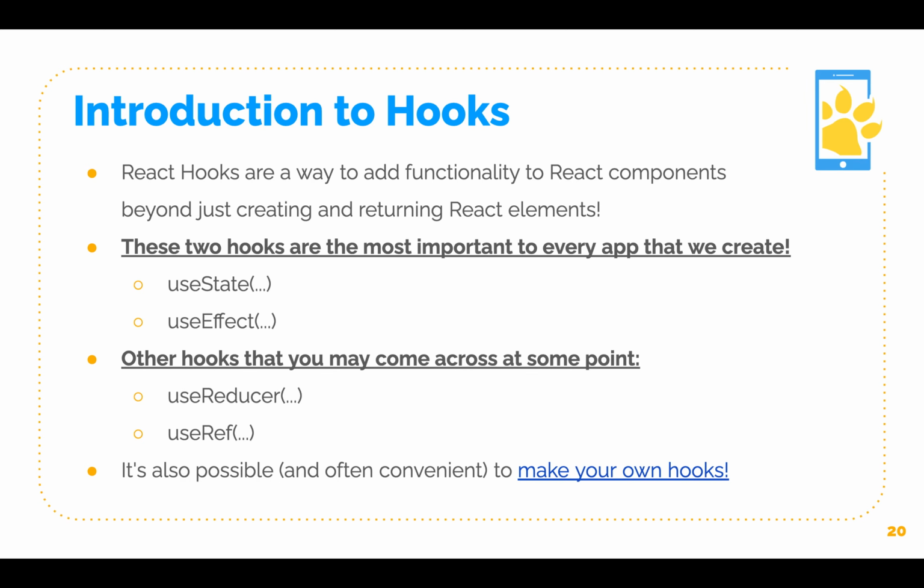Before we talk about how to use state, we first need to introduce hooks. React hooks are a way to add functionality to React components beyond just creating and returning JSX expressions. So the two hooks that we use a lot are useState and useEffect. Now these are just functions, but we can call these functions in certain ways within our functional components that give us additional functionality. We can also create our own hooks, which we'll take a look at in a few lessons from now.